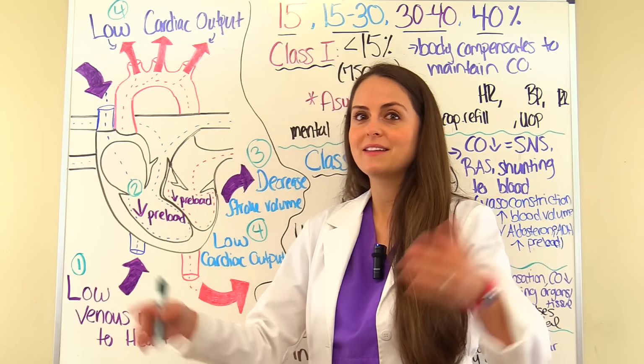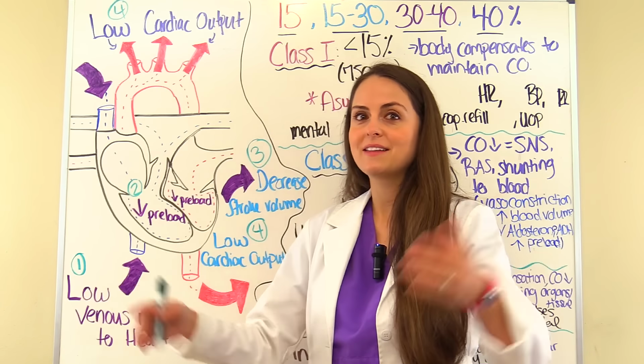Now, what is preload? This is the amount that these ventricles stretch at the end of diastole, at the end of that filling phase of the heart. So it's the end diastolic volume. Well, if we don't have a lot of fluid volume draining back to that heart, those ventricles really aren't going to stretch. They don't have to stretch because the fluid volume just isn't there.